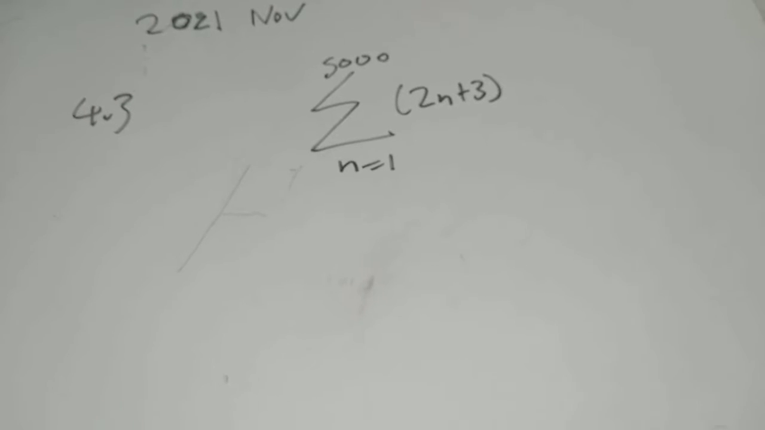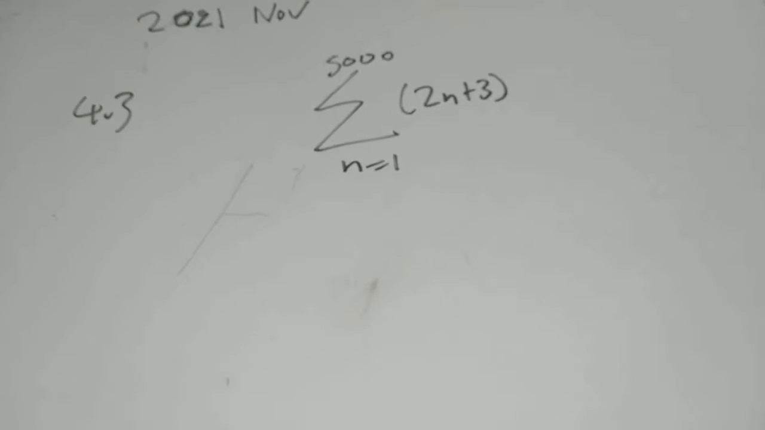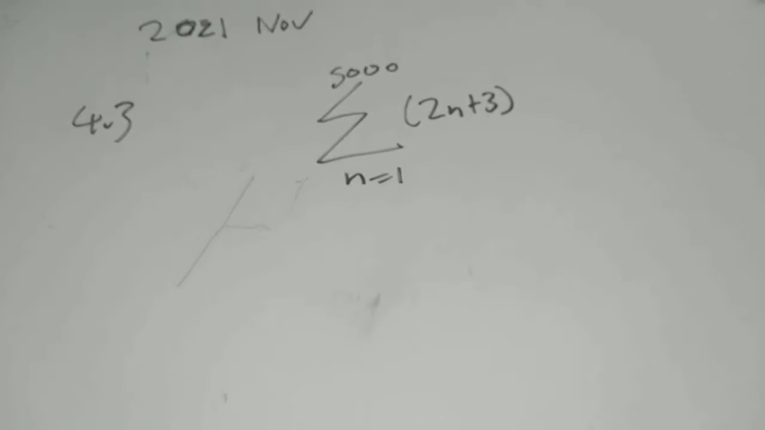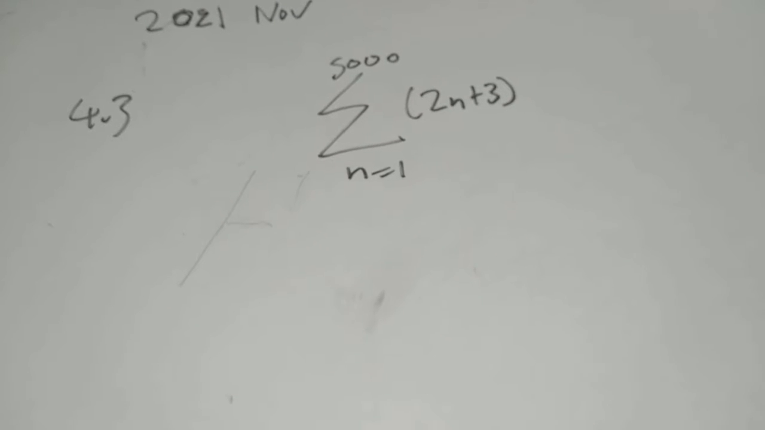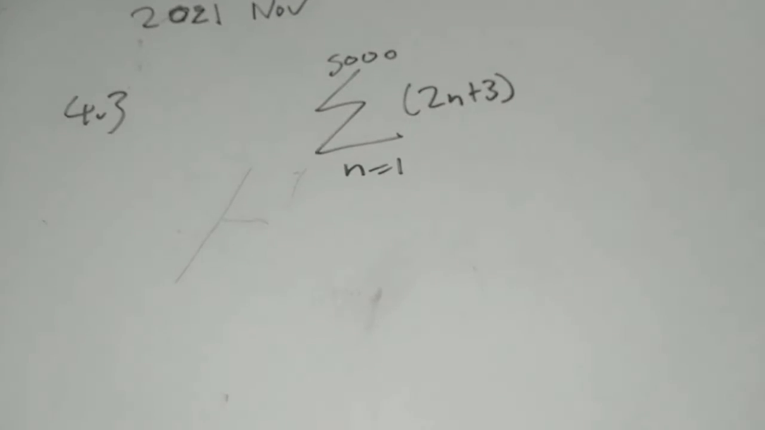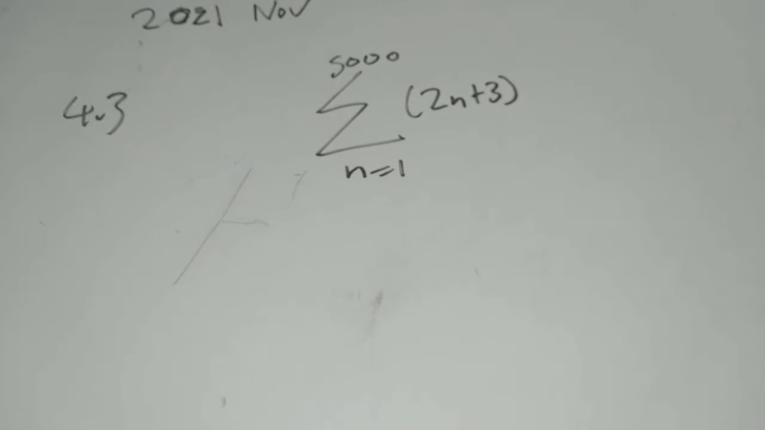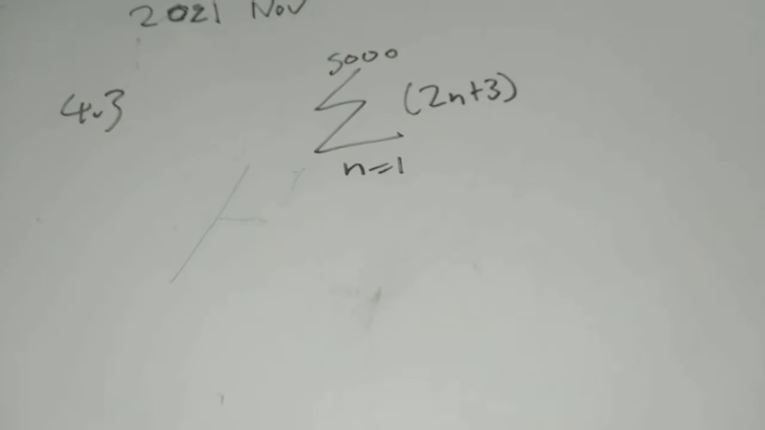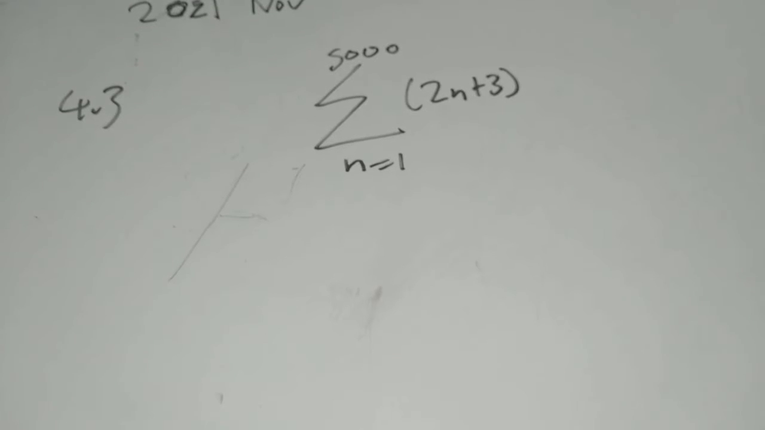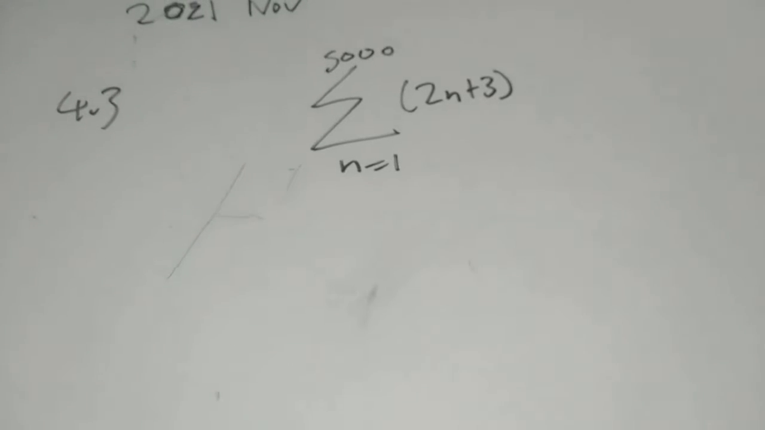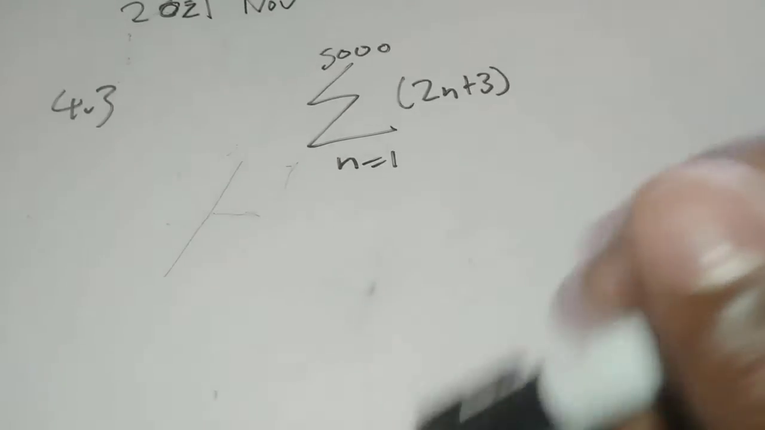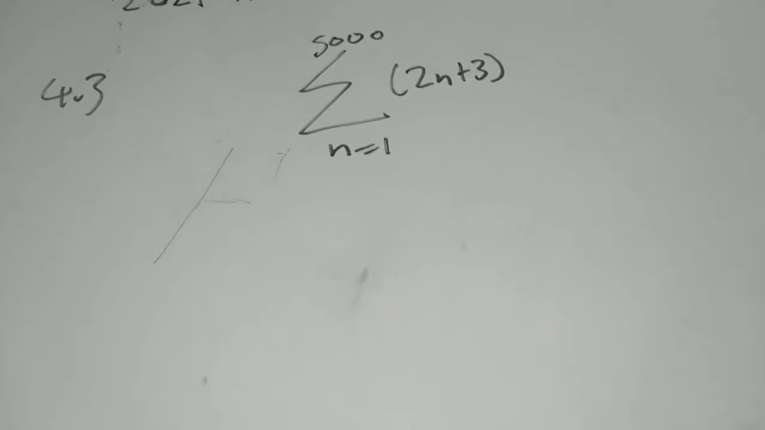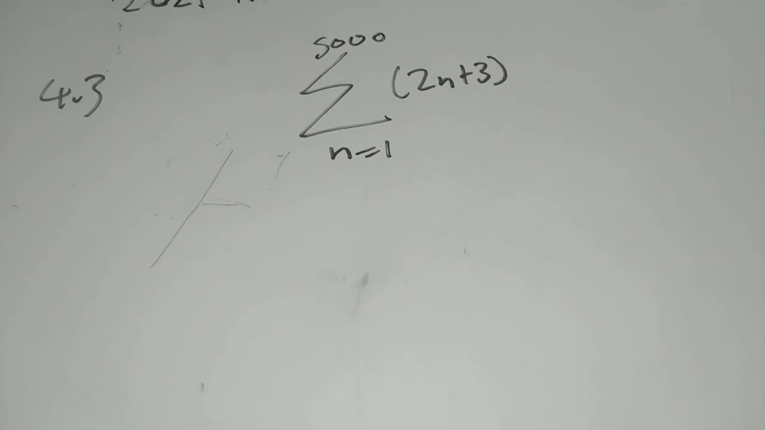Good day, everyone. So today we're going to deal with sigma notation from different past papers. As you can see, we're starting with the one from 2021 November, question 4.3. They only asked us to write this in expanded form, and they said we should only show the first three terms and the last term, which is quite easy to do. Usually when we see sigma notation, we always write the first three terms and the last term. It's actually what we've always been doing.